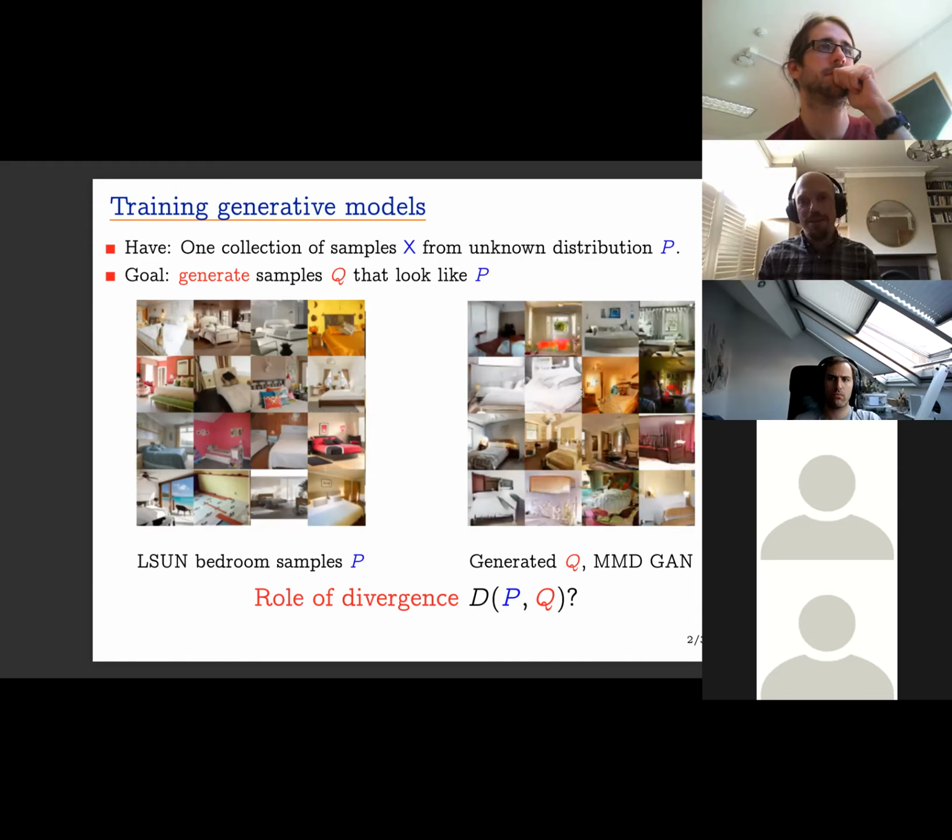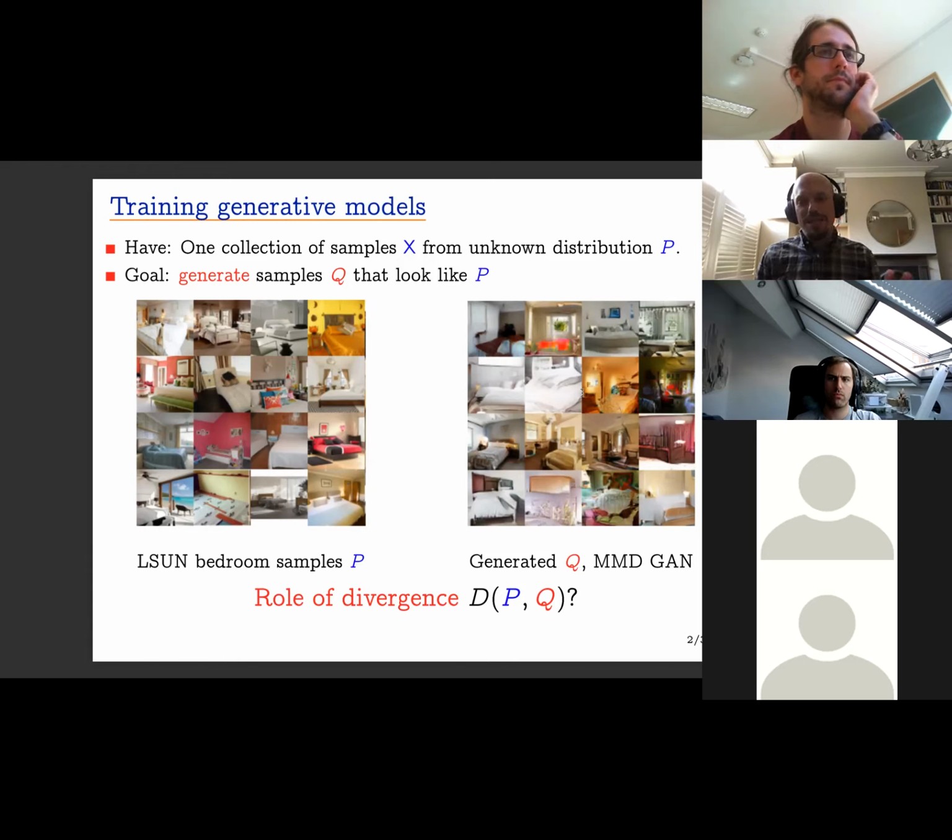Since we're comparing artificial samples to real samples, we need some notion of loss, some signal we can use to train our Q. This training signal is going to be some measure of divergence between the distributions P and Q, which is going to tell us when the Q distribution is close to P. So when our artificial samples, our fake bedrooms, look like our real bedrooms. At a high level, this is the theme.